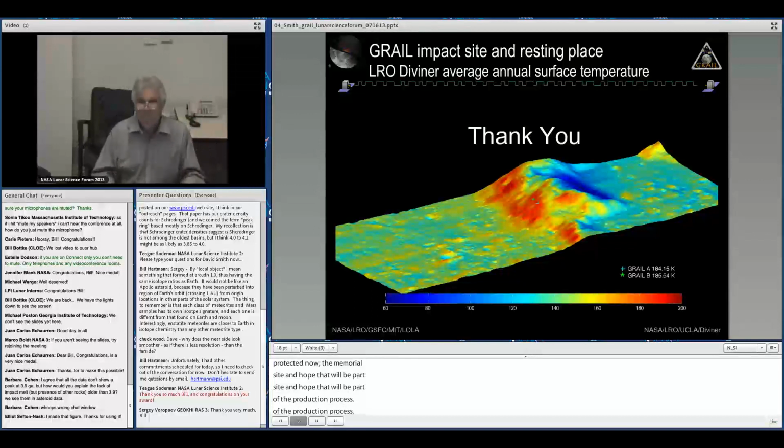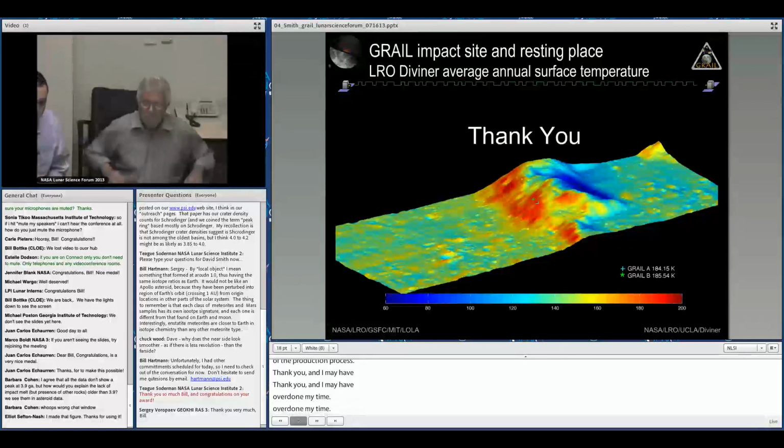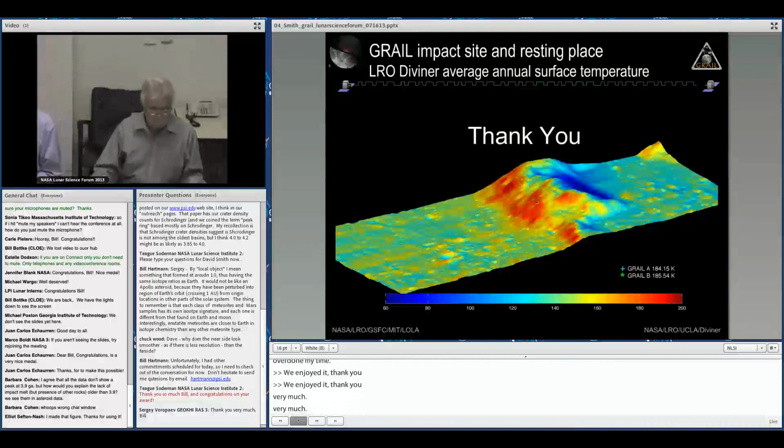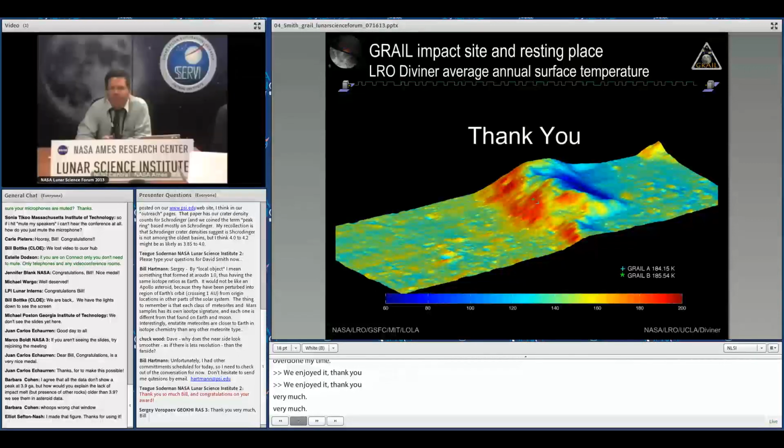That's okay. We enjoyed it. Thank you very much. Wonderful talk. Just an incredible mission. Let's take time for one question. We have one from Chuck Wood: Why does the near side look smoother, as if there is less resolution than the far side?